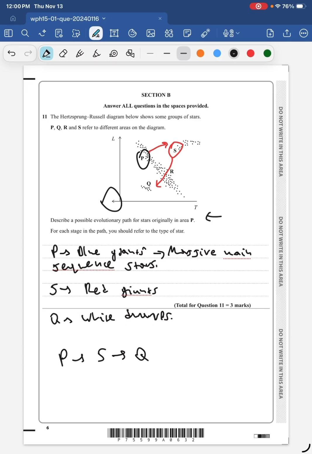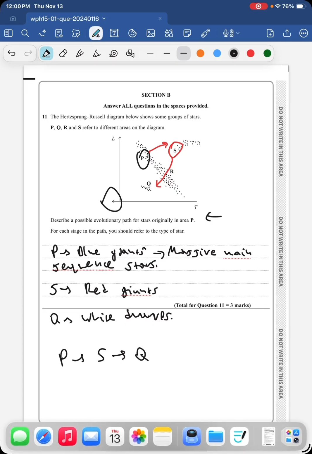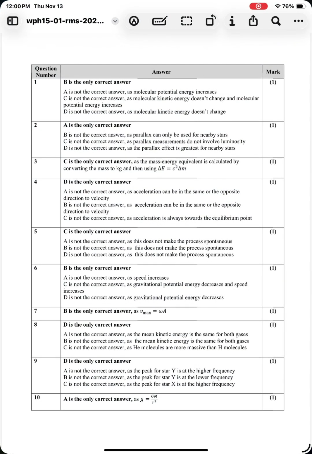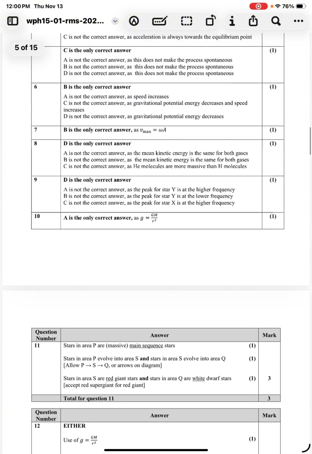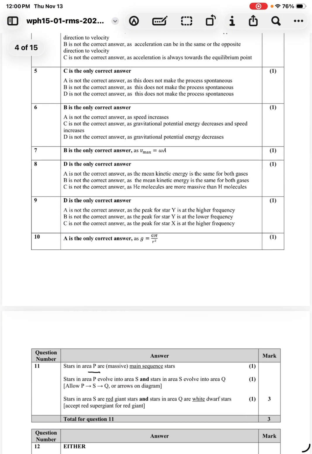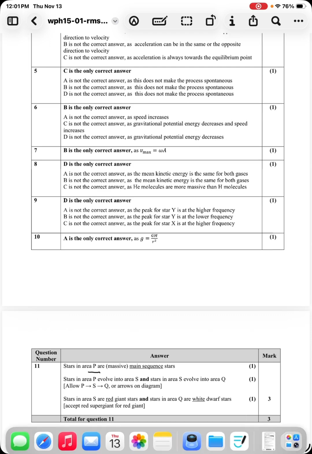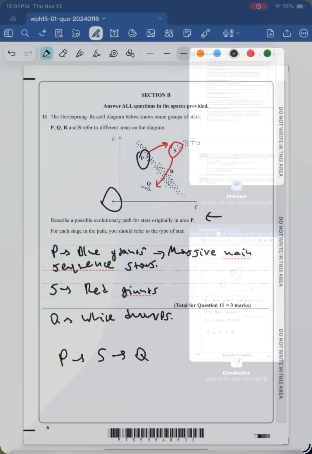All right, let me see what the mark scheme says. I'm curious. So stars in area P are massive main sequence stars. Okay, we said that. Stars in area P evolve into area S, and stars in area S evolve into area Q. Stars in area S are red giants, and stars in area Q are white dwarfs. So we are correct, pretty much.